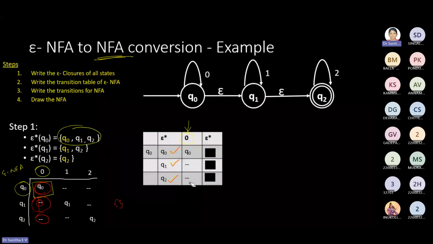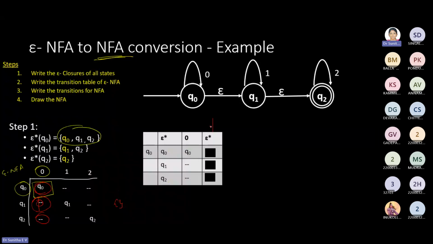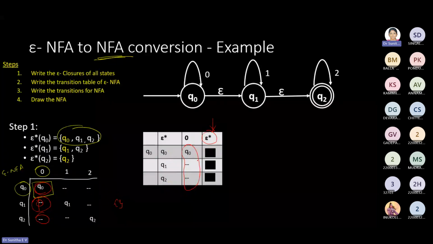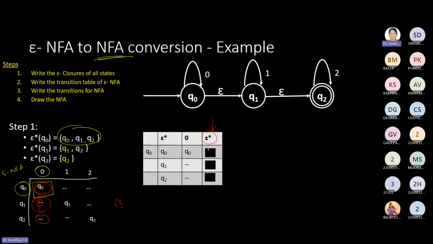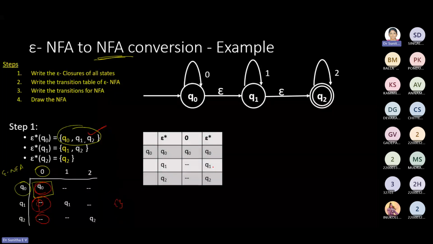Now we are going to write the transitions for the next one. Now we have to fill this column with the epsilon closure of whatever states are in the previous column. Here only one state we have, that is Q0. So we write the epsilon closure of Q0. And what is the epsilon closure of Q0? Q0, Q1, Q2 are the epsilon closure of Q0. So we will write it here in this column, Q0, Q1, Q2. And there is no epsilon closure for these two, so we will leave them. This is actually the epsilon closure of this Q0.